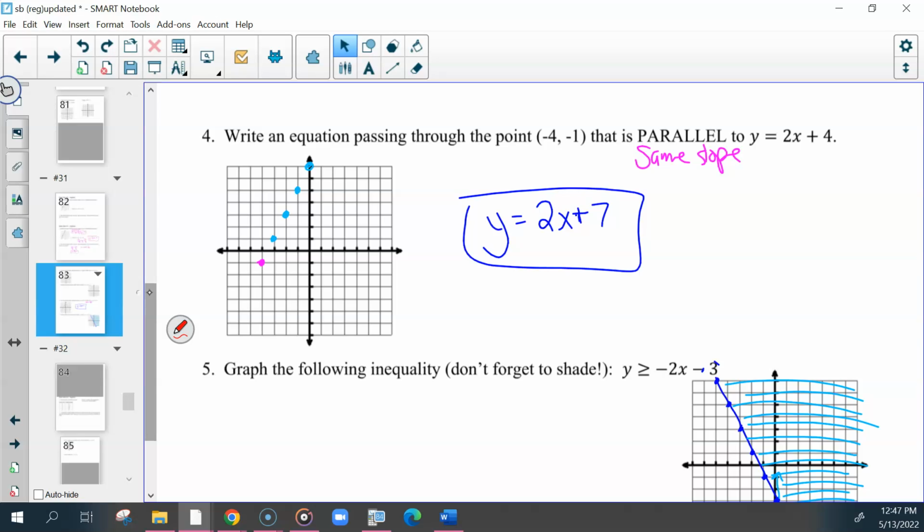So if we start at the point -4, -1, and we know it's parallel, so it'll have the same slope, we can start counting up 2 over 1 as many times as possible until we hit our y-axis. And our y-intercept would be at 7. So our equation would be y equals 2x plus 7.